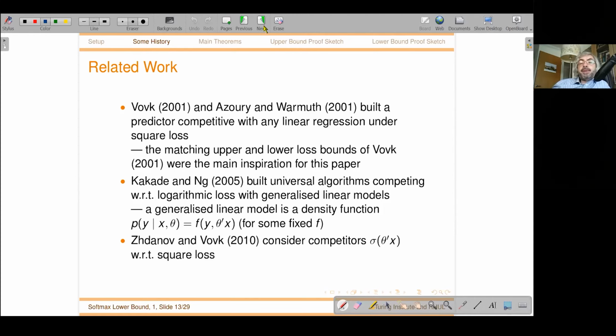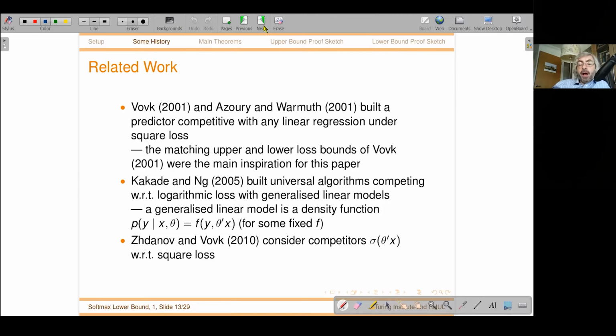Another related paper which I would like to mention is a NIPS paper by Kakade and Ng from 2005. And it deals with logarithmic loss. It's very close to the setup of this paper, but it's one-dimensional too. And it deals with linear models. It builds an algorithm competitive with any generalized linear model, which is basically some function f applied on top of regression. So a distribution produced from regression.